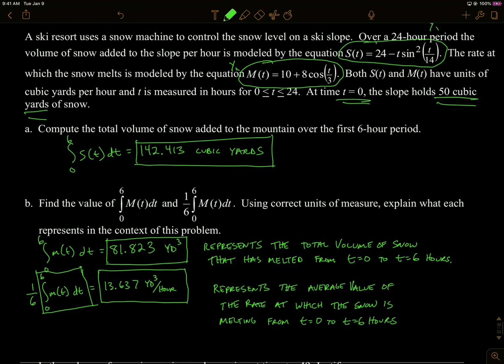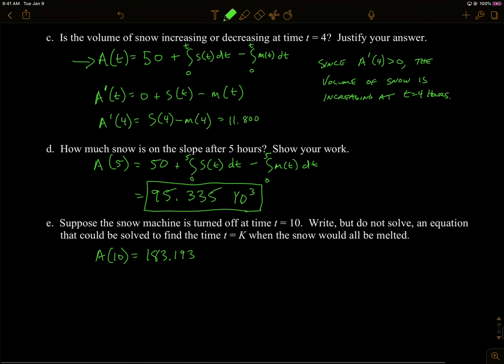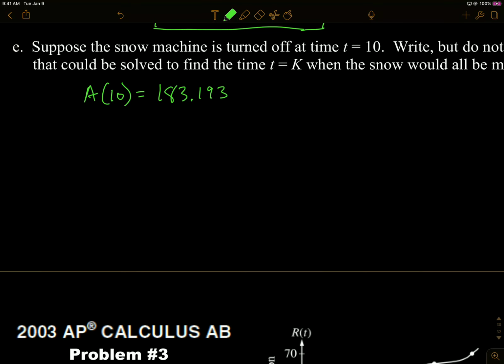So let me see here. Yeah. Okay, so you can figure that out first, and that's where we start. Then we want to subtract. If we turn off the snow machine, we're not adding any more snow. Now it's just melting. From the 10th hour to whichever hour K, which we don't know, we're going to find of meltage. And there would be no more snow left, so the amount of snow would equal 0.